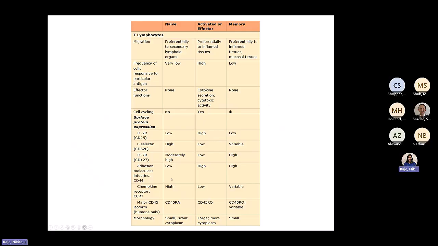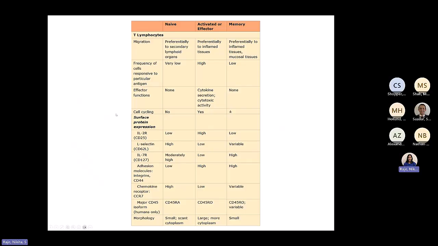Another one I wanted to mention, CD44 is an adhesion molecule, so it's low in naive cells because they do not need to adhere, they need to recirculate, versus it will be higher in activated effector or memory cells. CCR7 is a marker that is high in naive cells, low in activated and effector, and variable in memory cells. CD45 is present, but the isoform is different for different stages: CD45RA in naive, and then it is CD45RO.